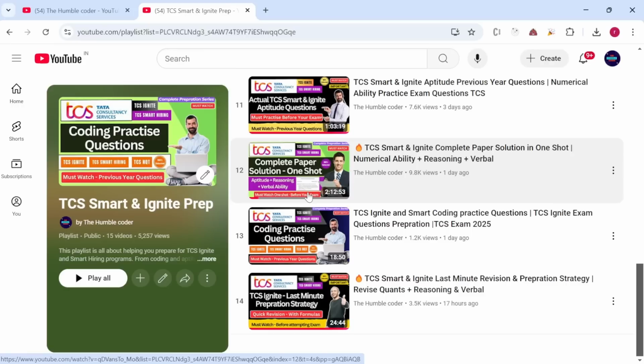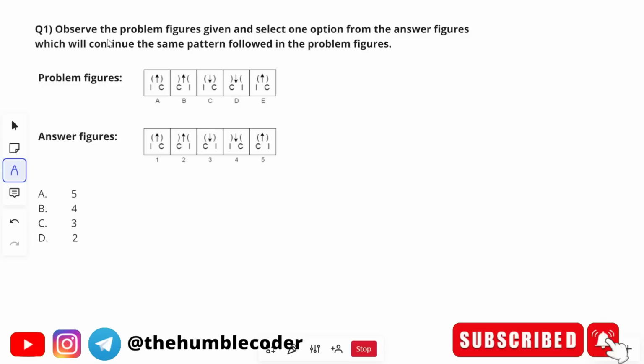Okay, so without wasting any time, let's now start with today's video. Let's look at this question that we have. Observe the problem figures given and select the option from the answer figures which will continue the same pattern followed in the same figures. Basically we are given a problem figure, where there are 5 patterns, A, B, C, D and E. Now we have to tell what will be the next pattern that will come after E. So for example, you can say what will be the pattern that will come on F. And these are the answer figures, so your answer will be one of these figures. Whatever is your answer, according to that you have to select the option.